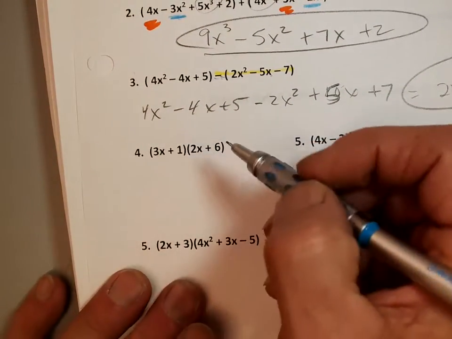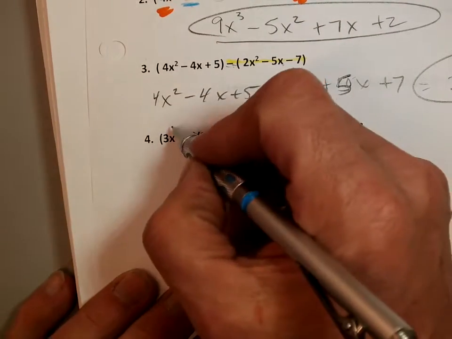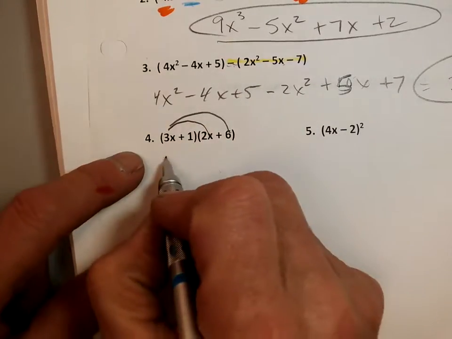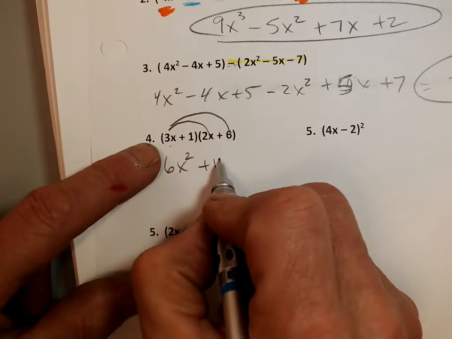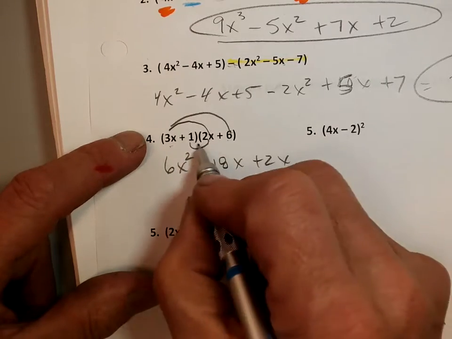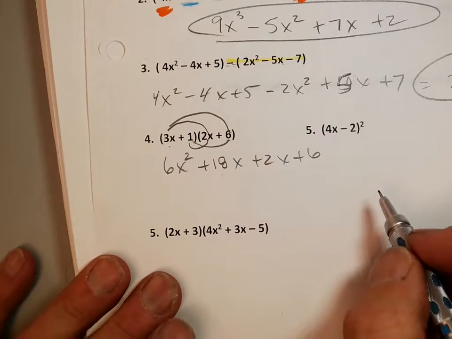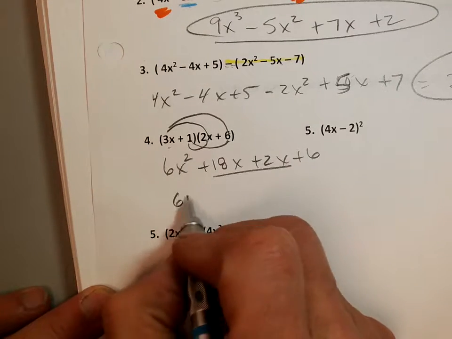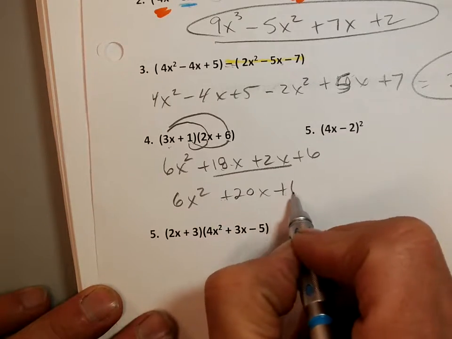Let's FOIL. Don't let your parents know I make mistakes, okay? Well, they can watch the videos. There it is right there, right? Okay, we're going to double distribute. 3x times 2x is a 6x squared. 3x times a 6, a positive 18x. 1 times a 2x, a positive 2x. 1 times a 6, a positive 6, right? Add those two. 6x squared, because they're the same, plus 20x plus 6.